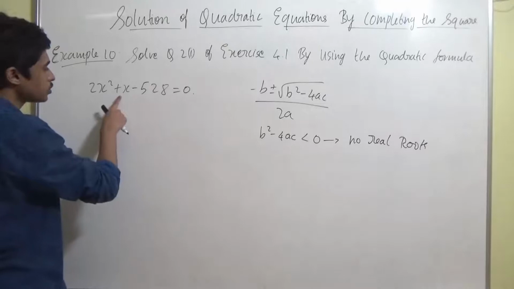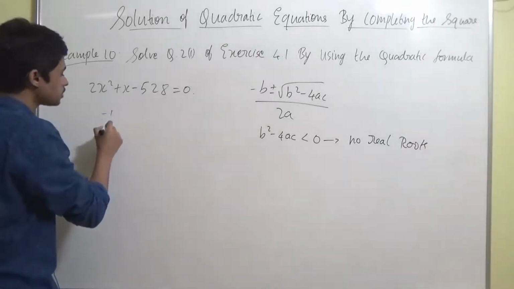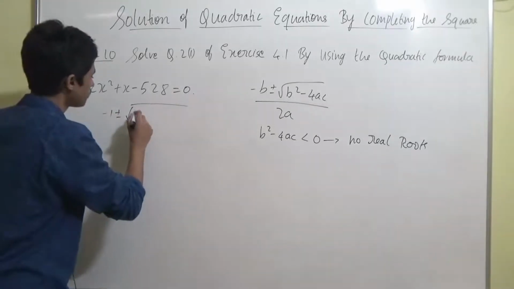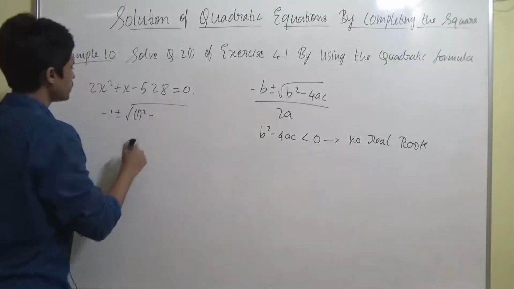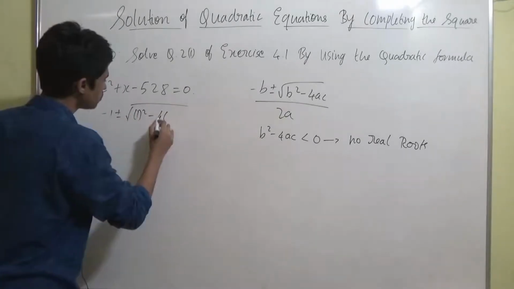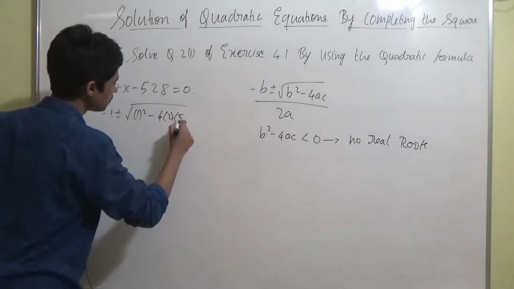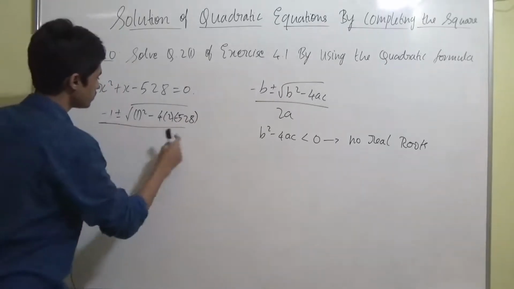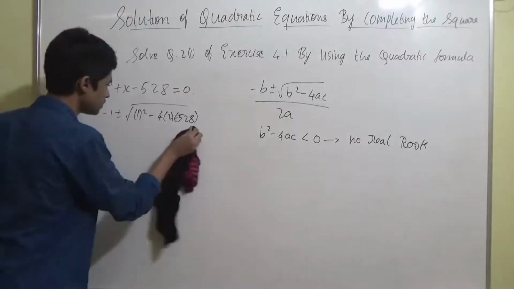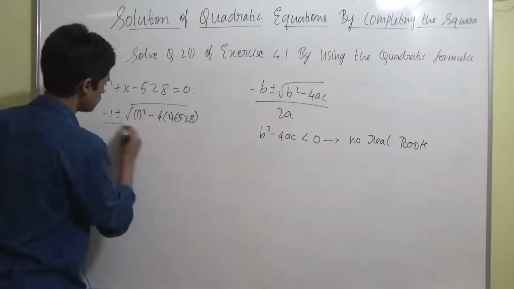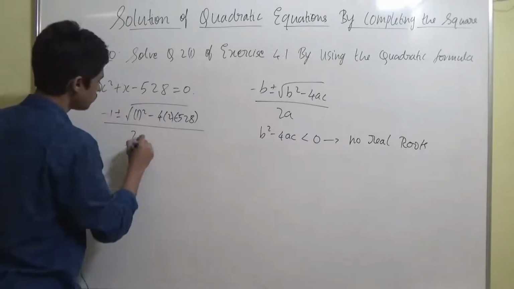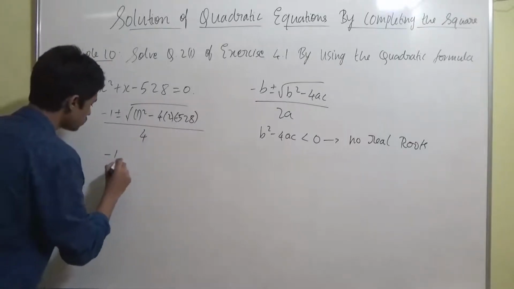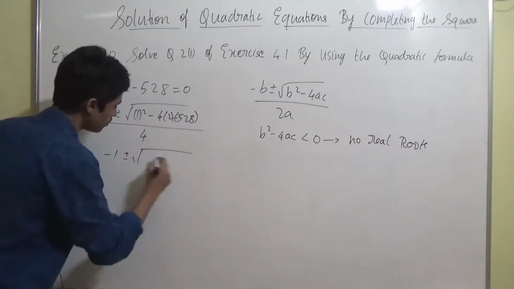Minus b means here b is 1, the coefficient of x. So minus b means minus 1 plus or minus root of b square, that is 1 square, minus 4ac, 4 into a is 2, c is minus 528, correct? Then divided by 2a, that is 2 into 2, which is 4. So 2a will become 4. Now it will be minus 1 plus or minus root of 1 minus.